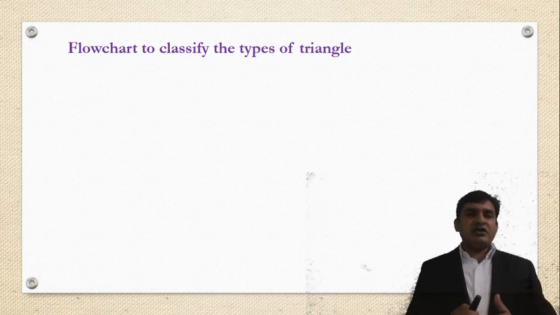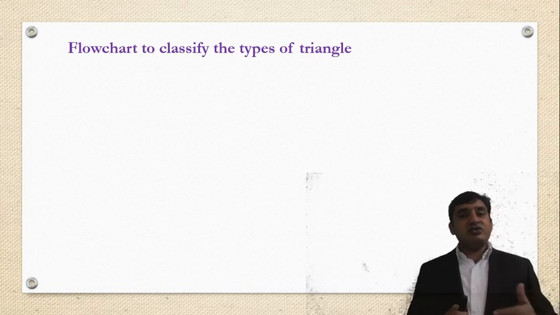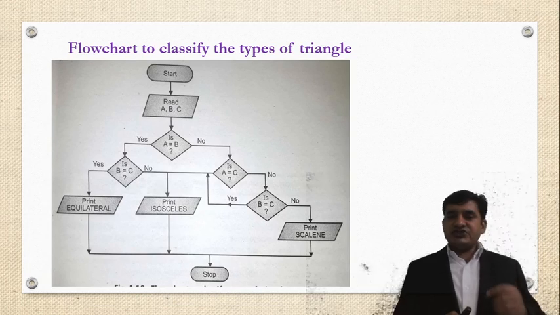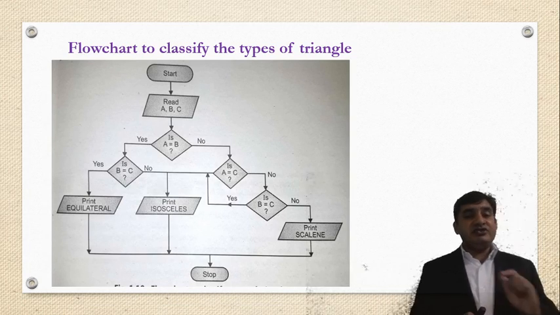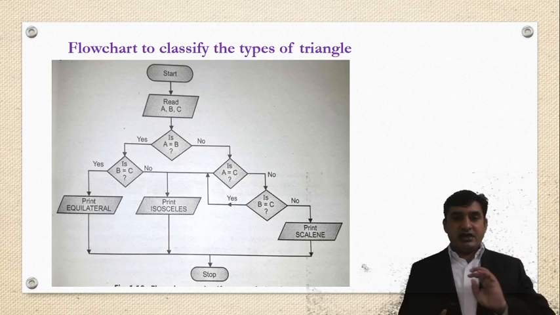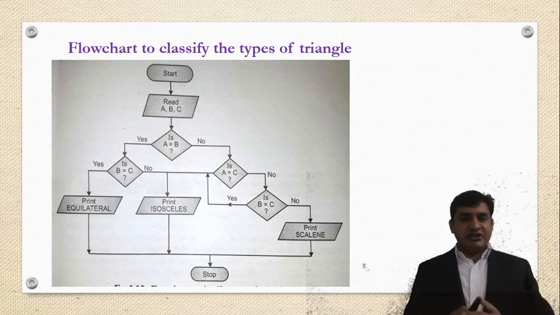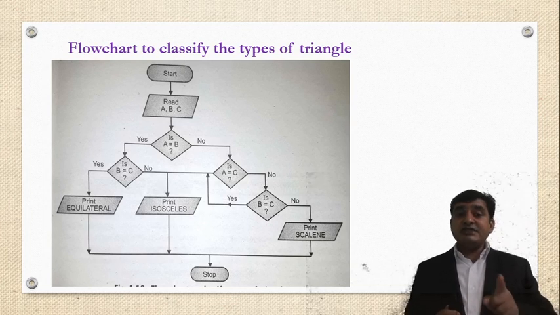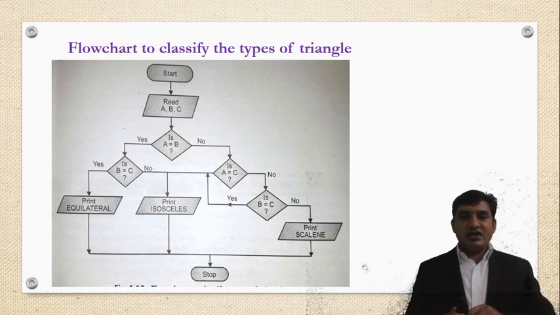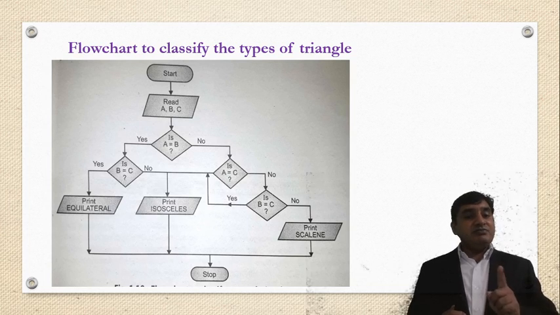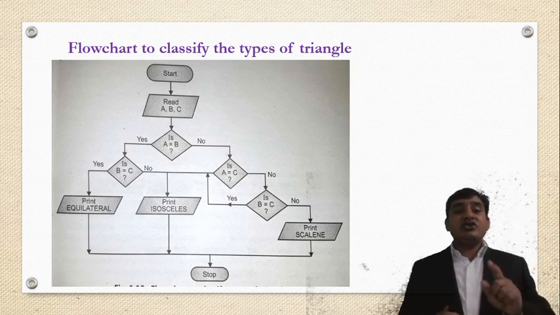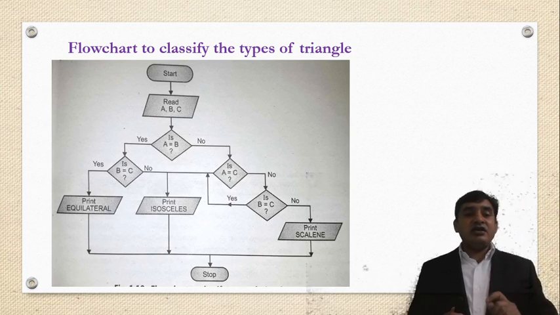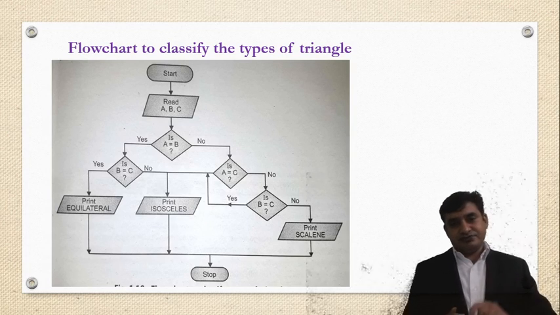Our next flowchart is a flowchart to classify the type of triangle. First, start. Read A, B, C, that is the 3 sides of a triangle. Now we check the condition. Is A equal to B? If yes, is B equal to C? If so, it indicates that all 3 sides are the same, then the triangle is an equilateral triangle.